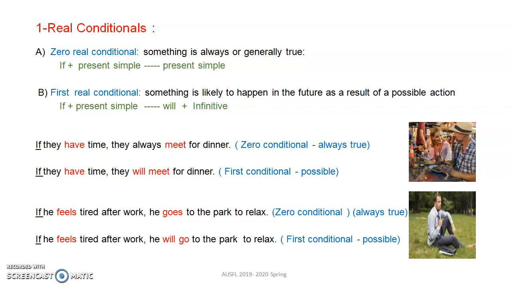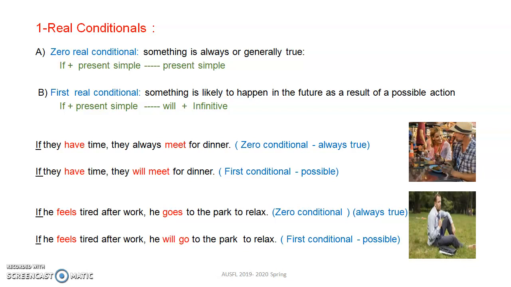Look at the examples now. If they have time, they always meet for dinner. It is zero conditional with present and present tense because it is always true. If they have time, they will meet for dinner. It's different this time. It's first conditional and it is not always true. It is possible under a certain condition.